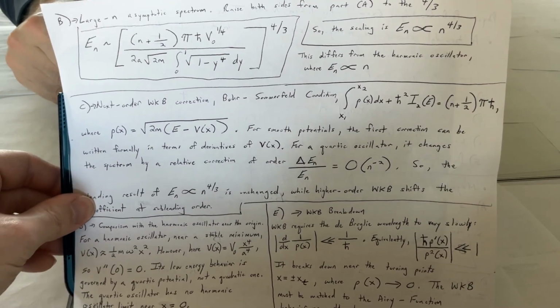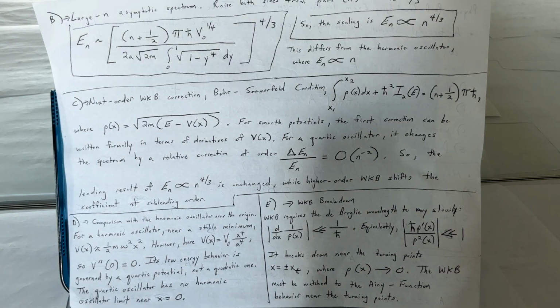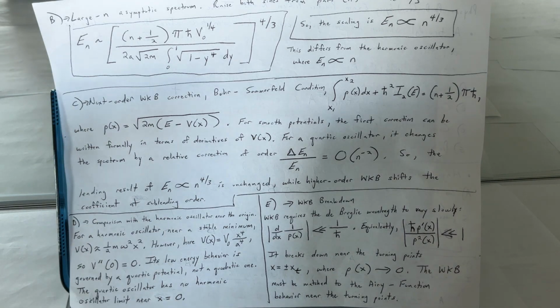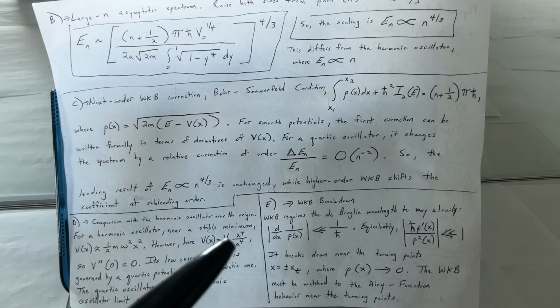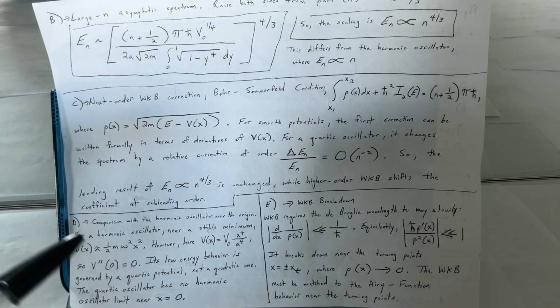Okay, and now we have letter D. Letter D, they want us to compare the asymptotic spectrum that we got with the harmonic oscillator limit near the origin. Sorry. So comparison with the harmonic oscillator near the origin. For harmonic oscillator near a stable minimum, V of x is approximately 1/2 m omega squared x squared. However, here V of x equals V naught x to the fourth over a to the fourth. So V double prime of 0 equals 0.